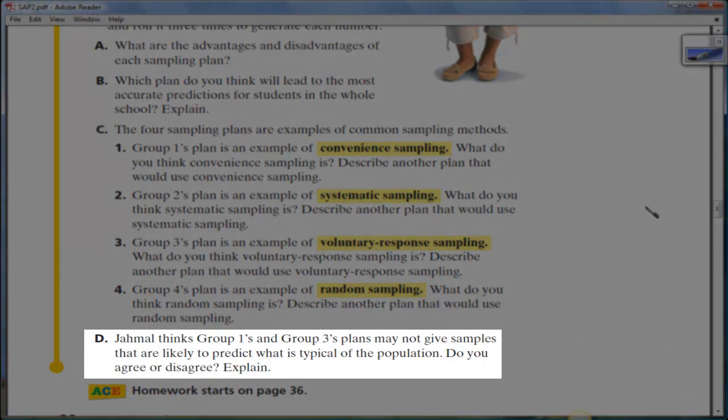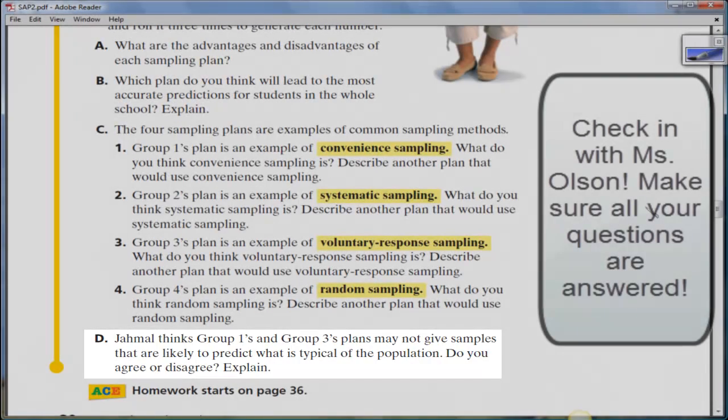Question D. Jamal thinks Group 1 and Group 3's plan may not give samples that are likely to predict what is typical of the population. Do you agree or disagree? So why do you agree with Jamal, or why do you disagree with Jamal? Why do you think Jamal chose Group 1 and Group 3 as sampling plans that would not represent a true population?